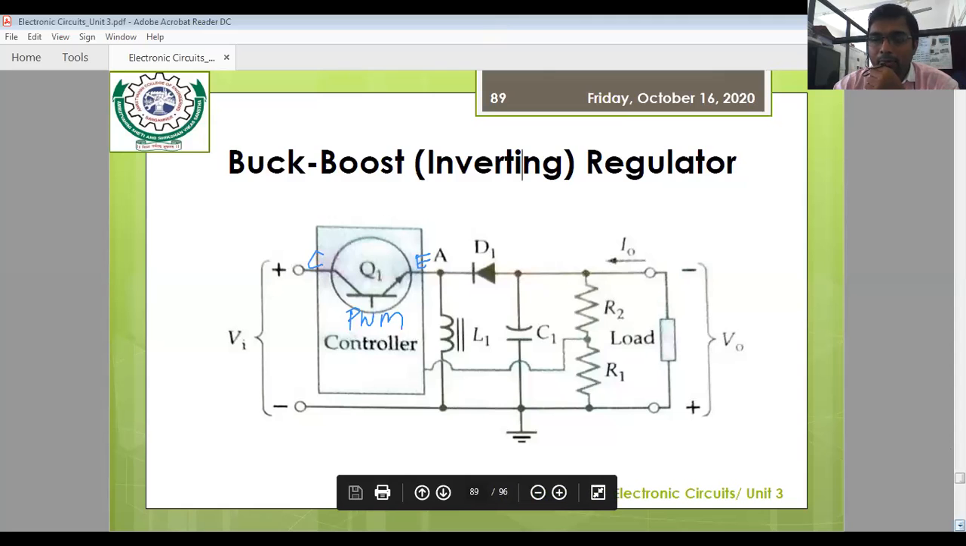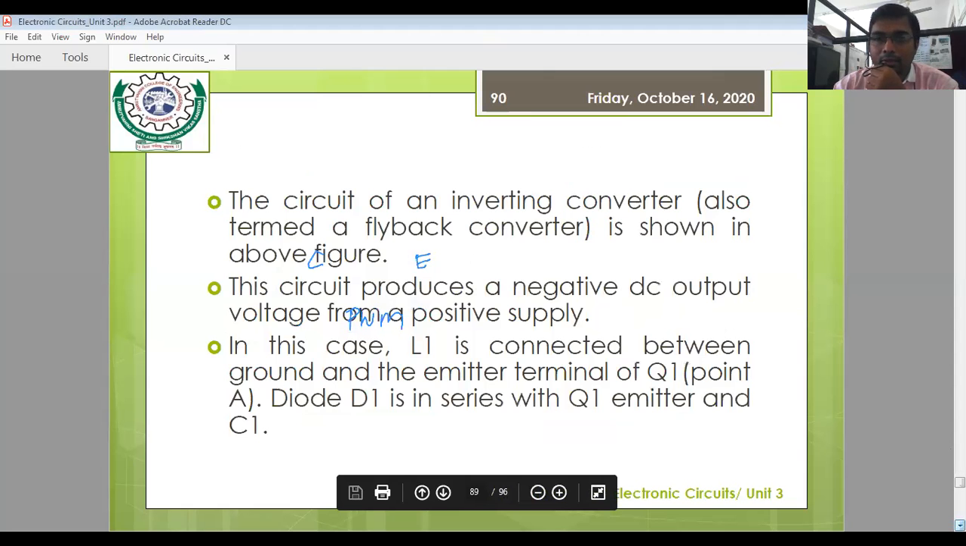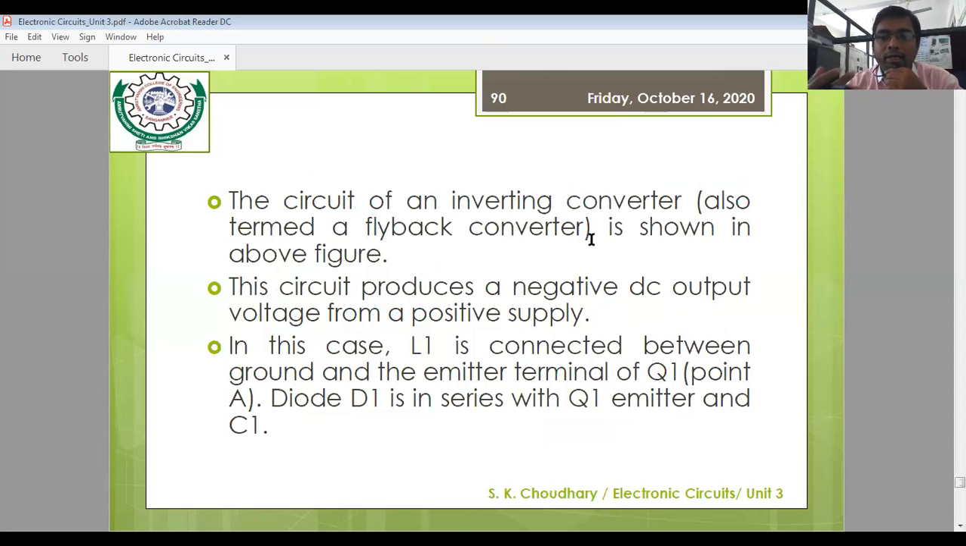Now, when you look at the operation of this flyback converter, or inverting converter, there are different names. Buck boost regulator, there are three names. This circuit produces a negative DC output voltage from a positive supply. That's why it is referred to as an inverting converter, because it produces an output voltage that is opposite in sign with respect to the input voltage sign.